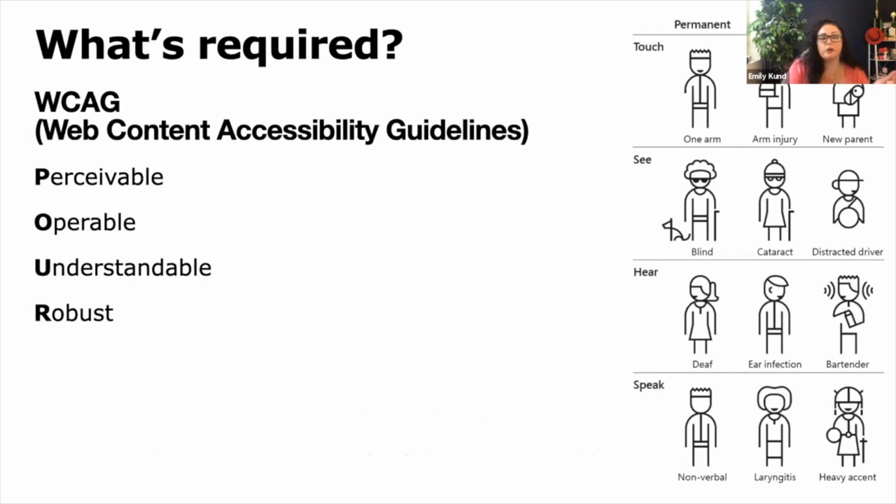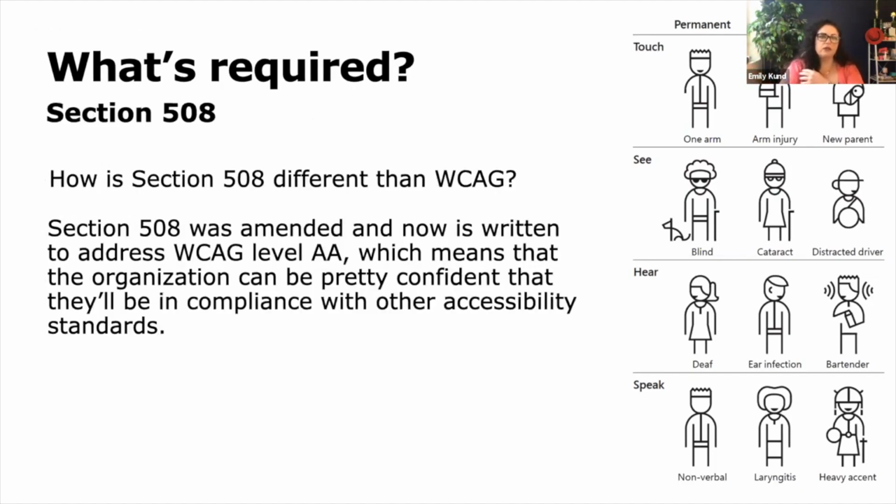So there's WCAG, which is the Web Content Accessibility Guidelines. And overall, I don't want to go too deep into it because that could be a topic all in itself. But generally speaking, there are 4 aspects to this. This is called POUR. It needs to be perceivable, operable, understandable, and robust. And so there's WCAG, which is web content. But then in the US, we have Section 508.